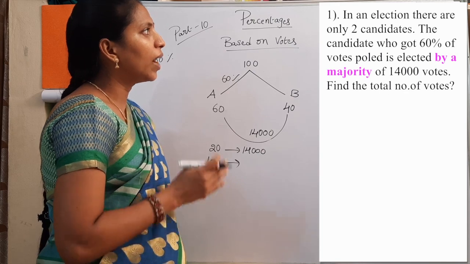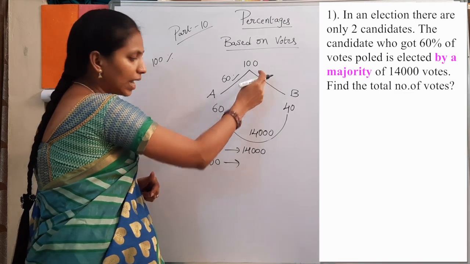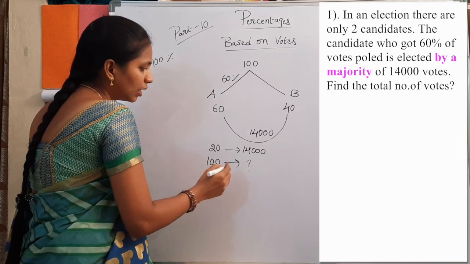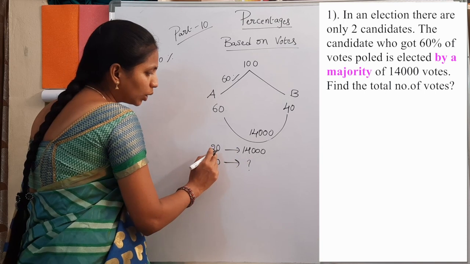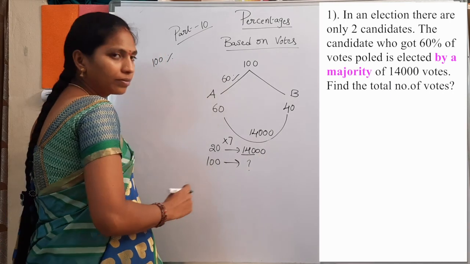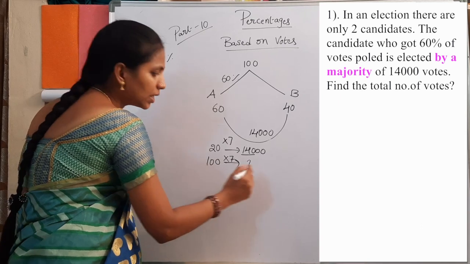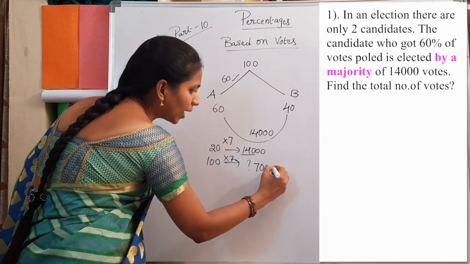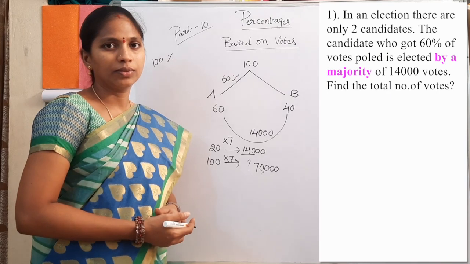In the question, find the total number of votes. So find the corresponding value of this 100. Then cross multiply. Or see, 20, here 14,000. Here 20 into 7, what is the result? 140, extra 2 zeros. Here also into 7, what is the result? 700. You have to put 2 extra zeros. The result is 70,000.